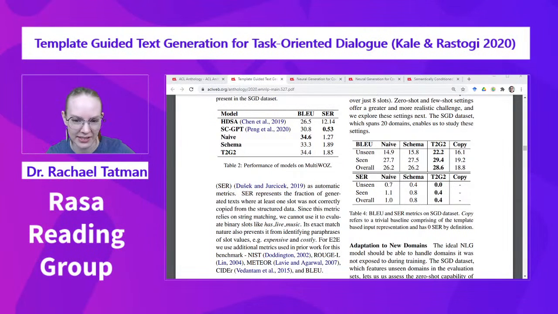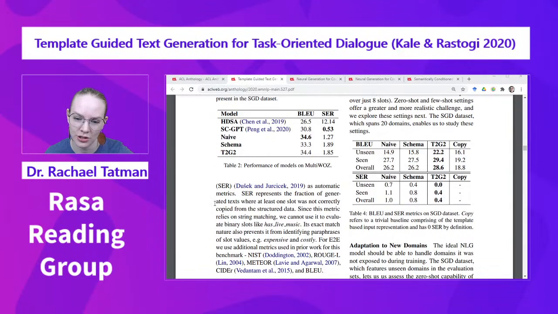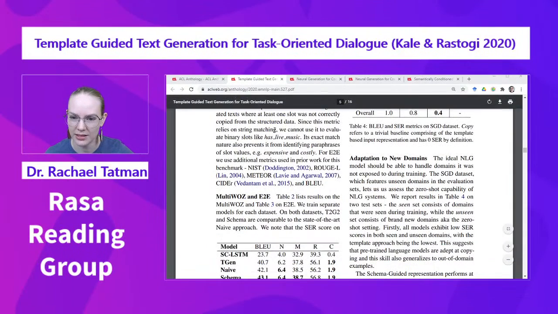SER represents the fraction of generated text where at least one slot was not correctly copied from the structured data. Since this metric relies on string matching, we cannot use it to evaluate binary slots like has live music. Its exact match nature also prevents it from identifying paraphrases of slot values, e.g. expensive and costly. For E2E, end-to-end, we used additional metrics used in prior work for this benchmark: NIST, ROUGE-L, METEOR, CIDEr, and BLEU. So really just going for a little potpourri of different text evaluation metrics.